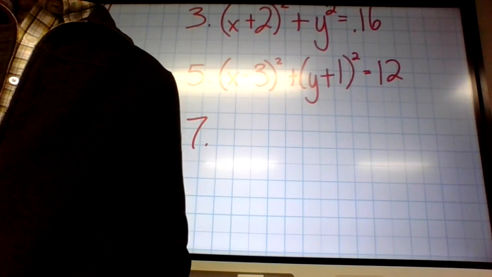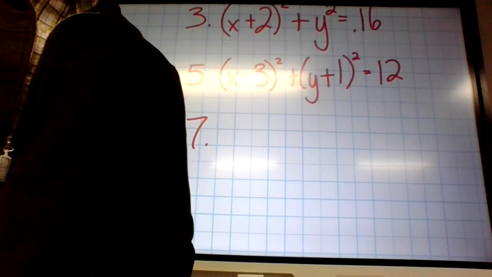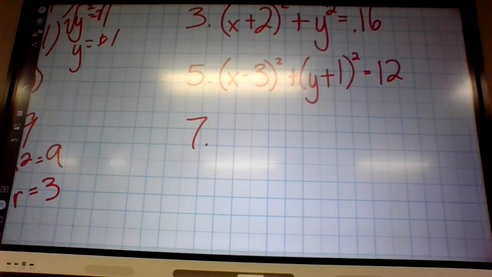Number 7, write the equation of the graphed circle. How about you try that, and by the time I get back, we'll see if we got it right.